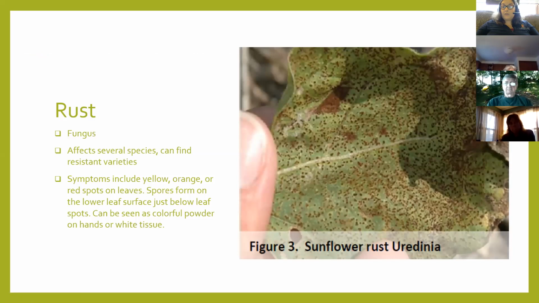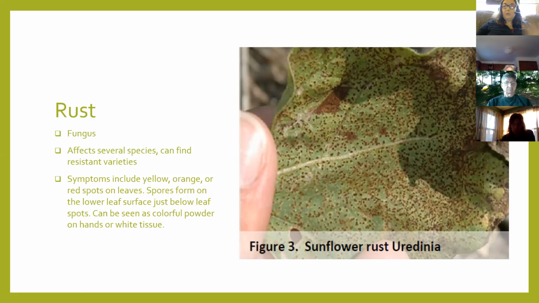Then you have rust. So this is a type of fungus. It affects several species, but you can find resistant varieties. When I'm talking about resistance, though, resistance doesn't mean immunity. Resistance just means it's less likely to get the disease than a less resistant variety.